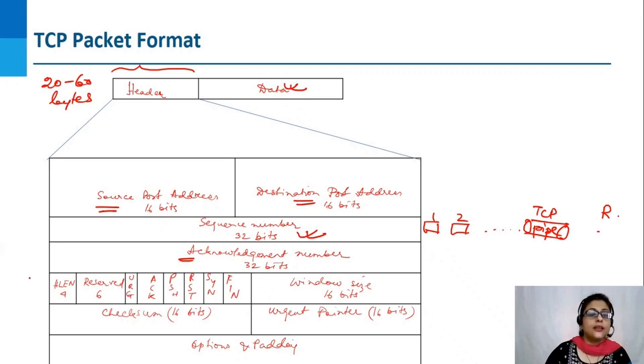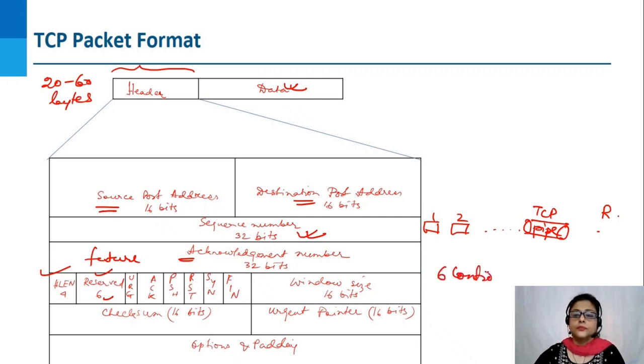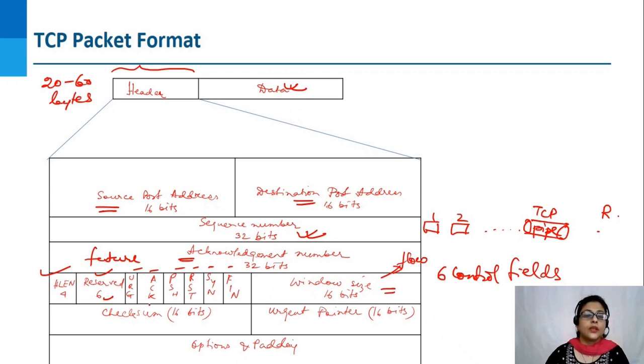Next, we have the header length, which is of 4 bits. There is a reserved field of 6 bits, which is reserved for future use. Then we have these 6 control fields. So 1, 2, 3, 4, 5, 6. I'm going to tell you in detail about these 6 control fields. Then we have the window size of 16 bits. This is used for flow control. Then we have the checksum of 16 bits. This is used for error checking.